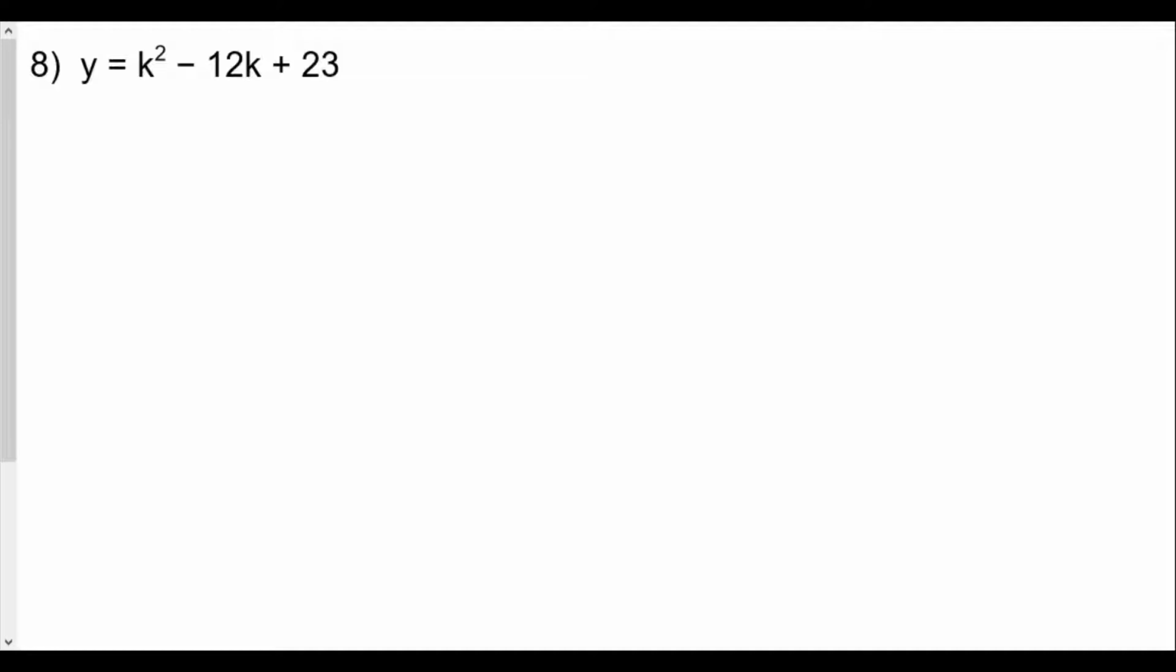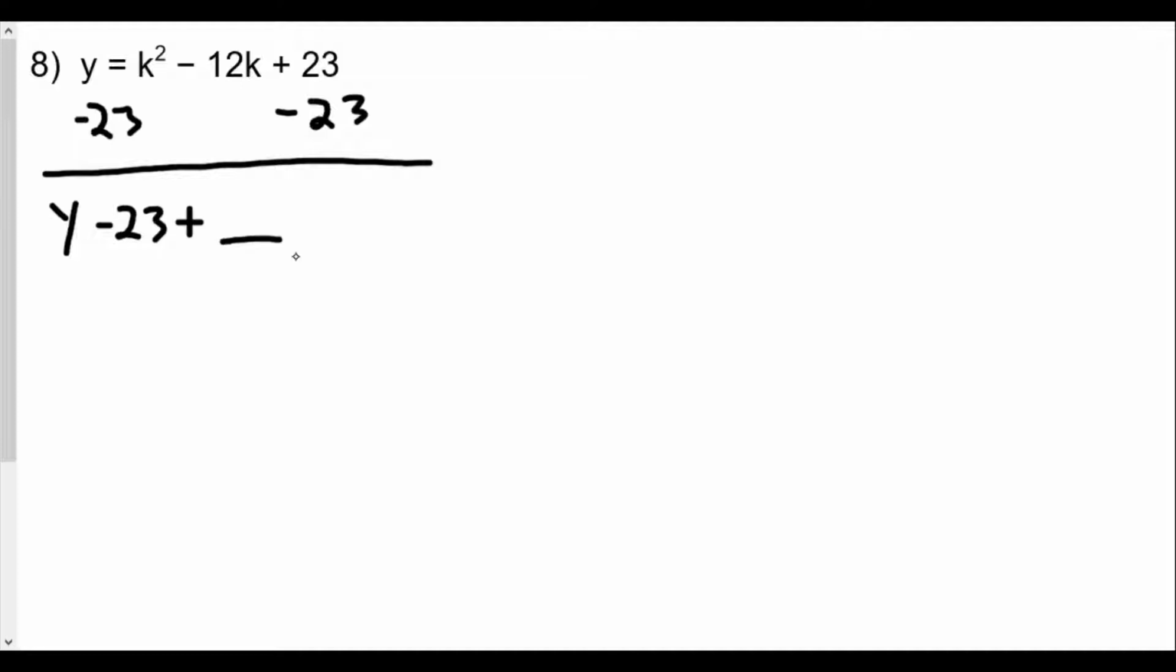we definitely want to make sure that we have our equation in the form of a times x minus h squared plus k. So for this one, I'm using question number 8 from the homework, except instead of equals 0, I said equal to y. Our very first step is very similar to what we did before. We're going to subtract both sides by 23, kind of move that constant over. And so now we'll have y minus 23, but plus blank, equals k squared minus 12k plus blank.